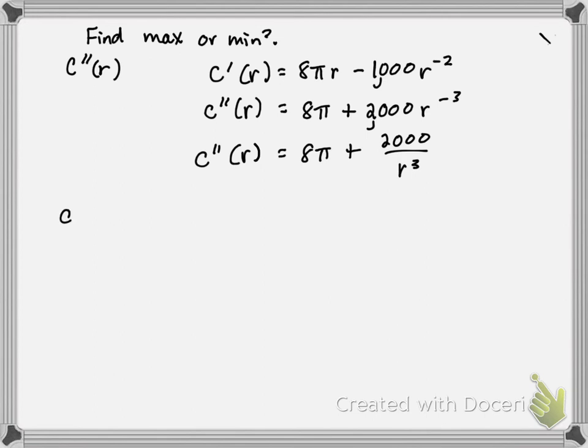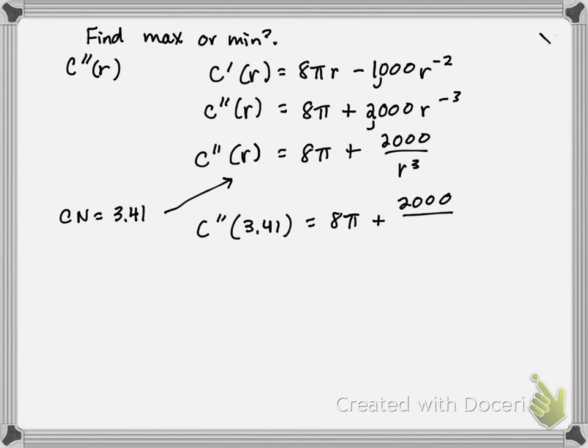Now we take the critical number, which we know is 3.41, and we plug it in for r. So plugging that into the second derivative, I get 8 pi plus 2,000 over 3.41 cubed. Basically, I'm only interested in whether I have a positive or negative value. There are no negatives in this problem at all, so I know my answer is going to be positive. Since it's positive, I know I have concave up. So when I have concave up, I know that 3.41, where r equals 3.41, is the minimum. I hope that makes sense to you.